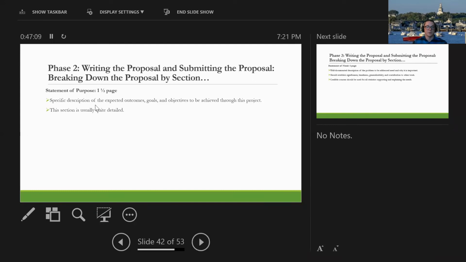And so we come to our statement of purpose, a little bit longer. These are approximates, I wouldn't live or die by these estimates. About a page and a half. It is a specific description of the expected outcomes, goals, and objectives. I should have reversed that. It's goals, objectives, outcomes. That's your formula. Goals, the what; objectives, the how you're going to do it; and the outcomes. Outcomes are tangible. Outcomes are measurable. Outcomes are numbers. Goal is a very broad statement.